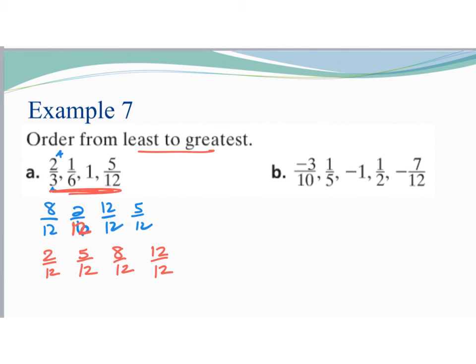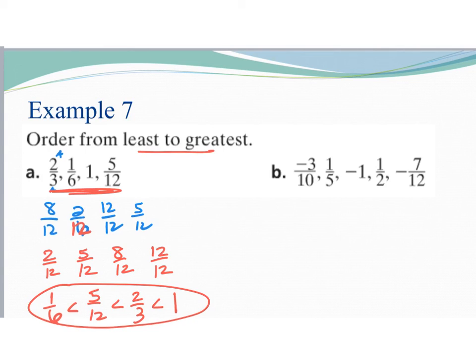So when I go back and put them in the order based on the numbers that I was given originally, 2/12 is really 1/6. This is less than 5/12, which was given to me. And 5/12 is less than 8/12, which is really 2/3. And 2/3 is less than 12/12, which is really 1. So this right here is my final answer.